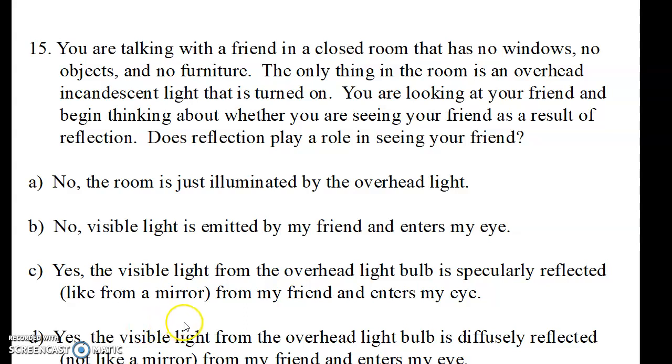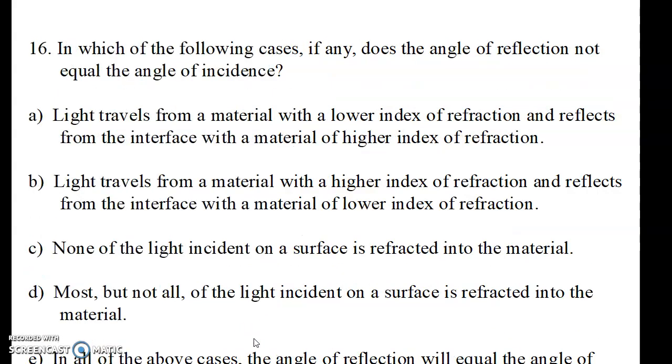The visible light from the overhead light bulb is diffusely reflected, not like a mirror, from my friend and enters my eye. This is a diffuse reflection, right? That's why we see underneath trees and other places like that. Okay? So the answer 15 is D.